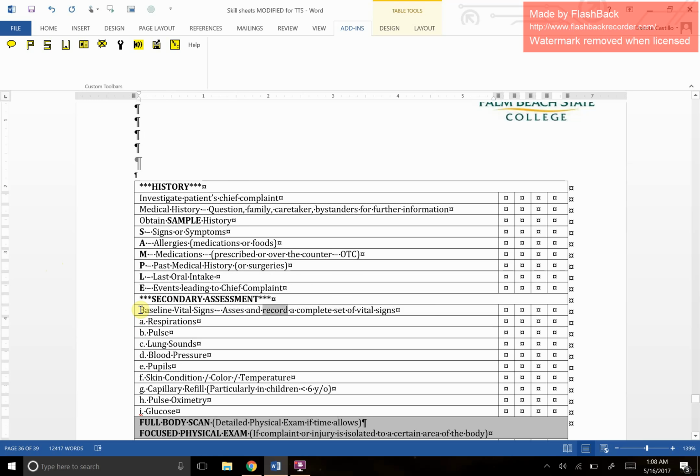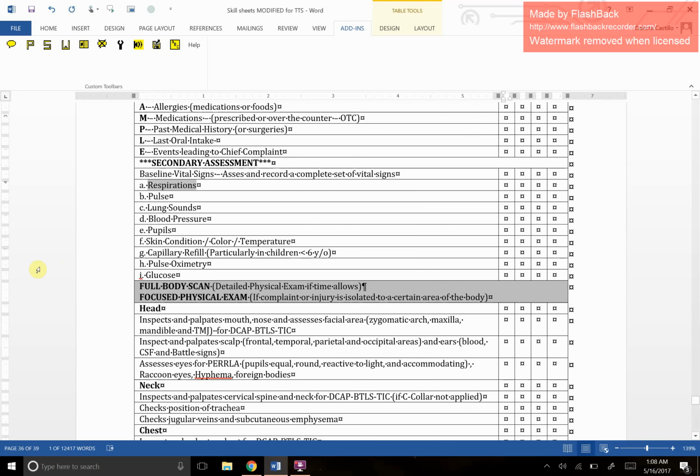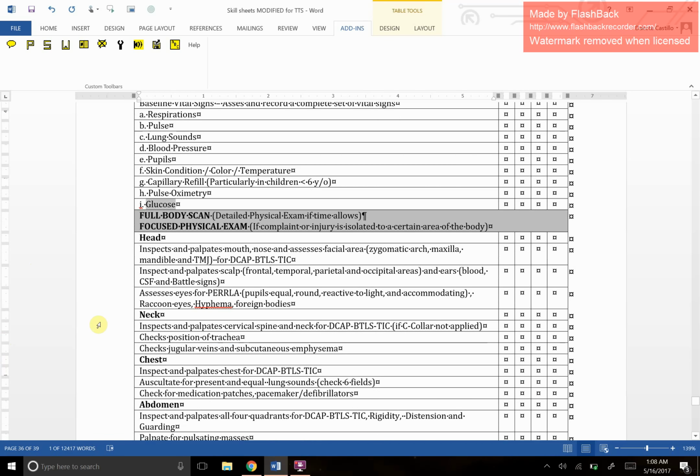Assess and record a complete set of vital signs. A. Respirations. B. Pulse. C. Lung sounds. D. Blood pressure. E. Pupils. F. Skin condition, color, temperature. G. Capillary refill, particularly in children 6 years old and under. H. Pulse oximetry. I. Glucose.